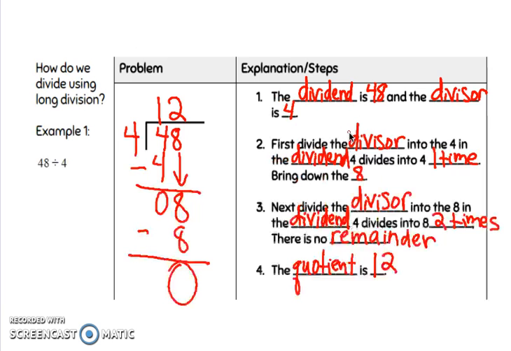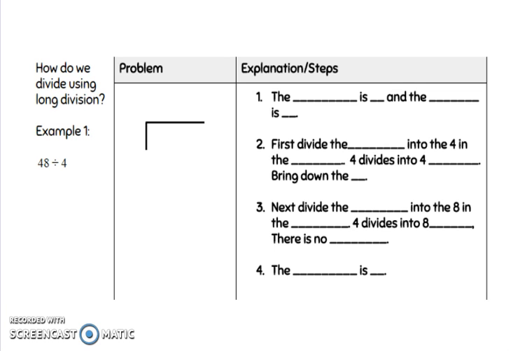Let's move on to the second one. So, let me clear this so you can follow along. So, these are the steps we're going to take when we do a long division problem. How do we divide using long division? Our first example is 48 divided by 4.